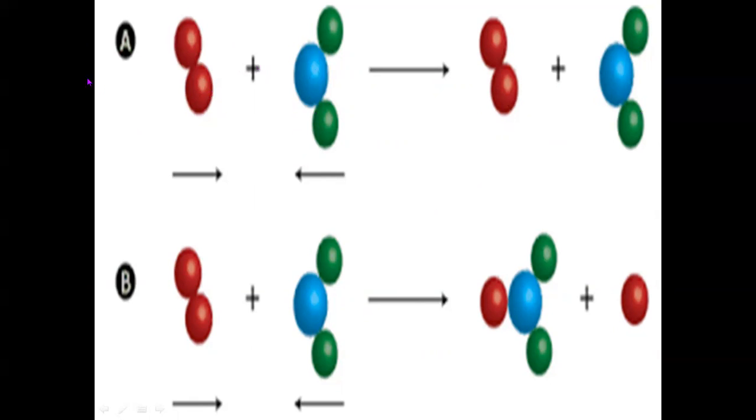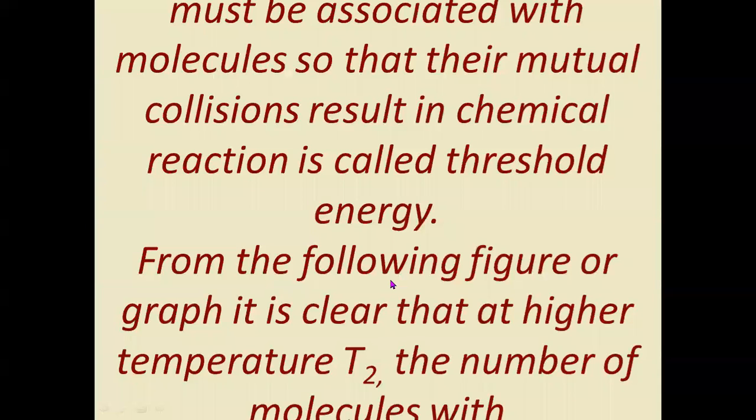In this case A, they are colliding but they are not resulting in product, meaning no product is formed. Whereas here, when they collide, they will form product. Why? Because when they collide, they exchange energy, and if the molecule which is collided has sufficient energy, then only it may be converted into product.